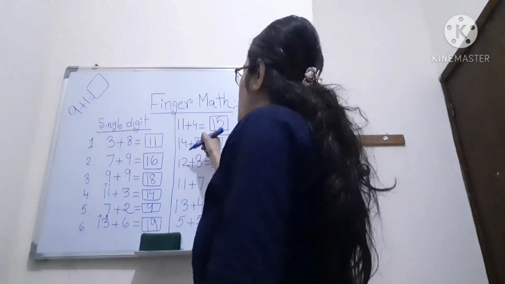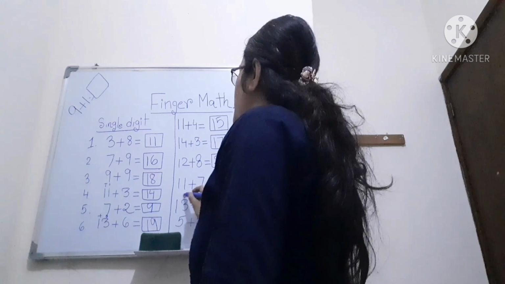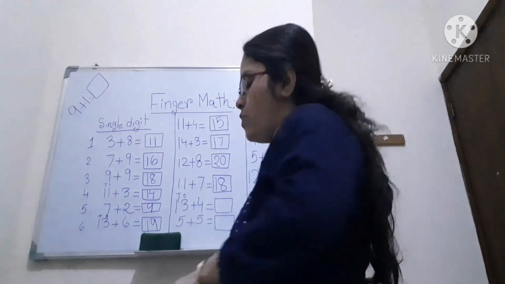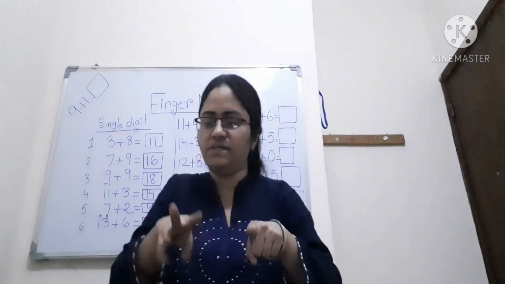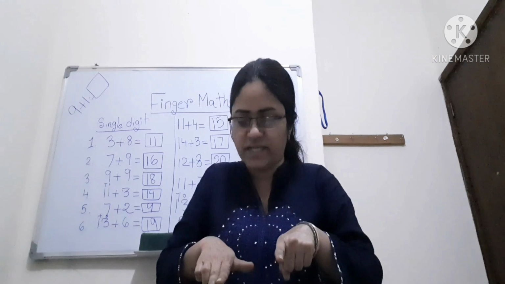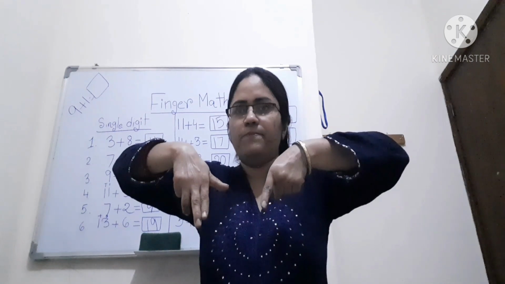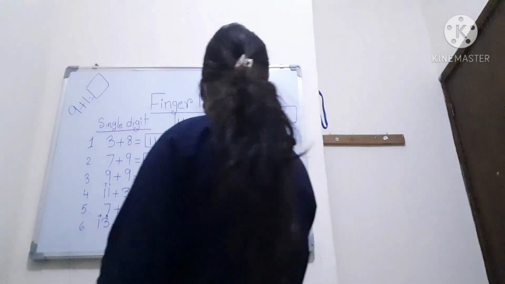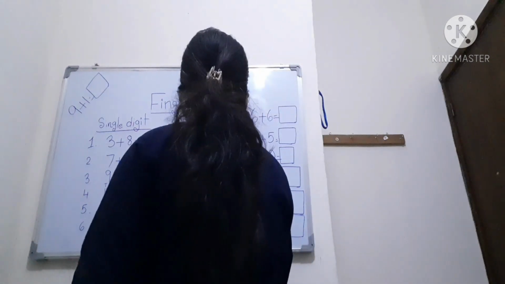Then 13 plus 4. These are two-digit numbers, so there is a ones place and a tens place. Again, 13 plus 4. 13, this is 10, this is 13, right? Again 4. 1, 2, 3, 4. What is the value? 17. Wow, so beautiful. So 13 plus 4 is equal to 17.